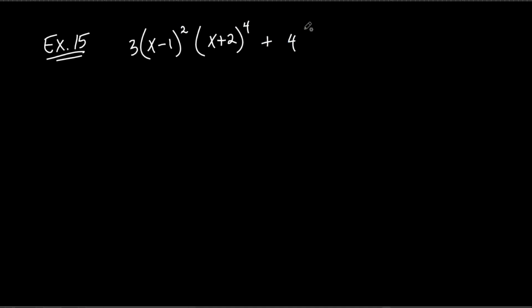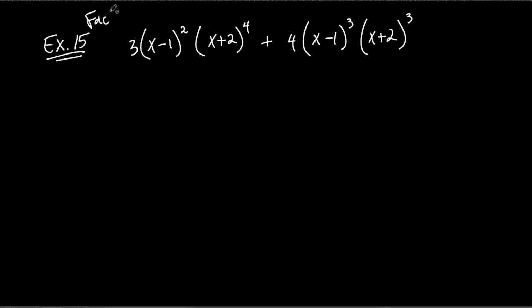Let's do the next example, and that's example 15. Kind of the same thing. It's not a whole lot different. There's a little more stuff to it, but it's basically the same thing. So let's write it down. 3x minus 1 squared, times x plus 2 to the fourth, plus 4 times x minus 1 cubed, times x plus 2 cubed. All right, look at this crazy thing.